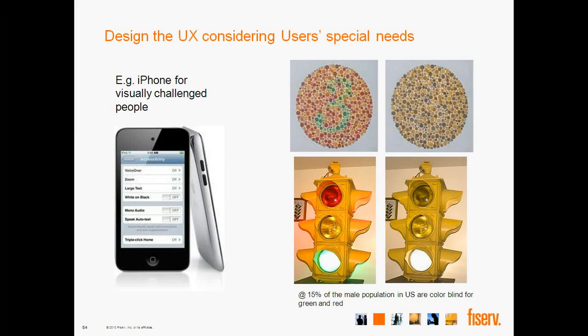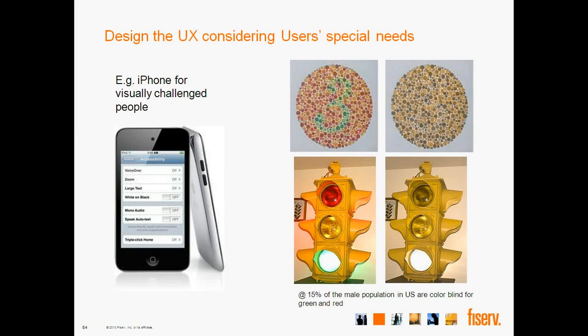So this is very critical. Even if we want to design a software application, we can't use green and red at leisure. We need to understand that the data shows about 15% of the male population in the US are colorblind for green and red, which is significant. So while designing the dashboard, the colors, or interfaces, we need to understand that there are some special needs, and we need to consider them.